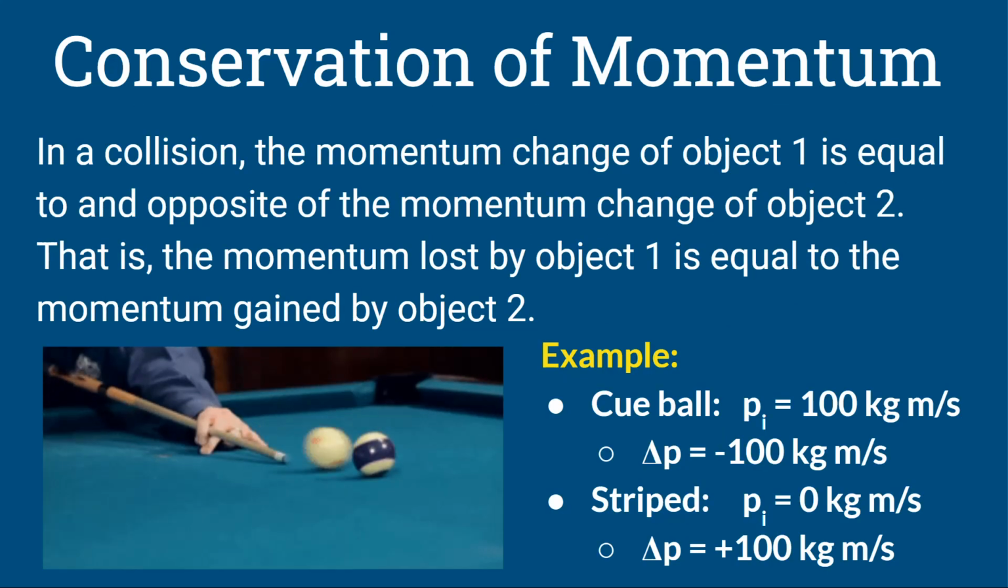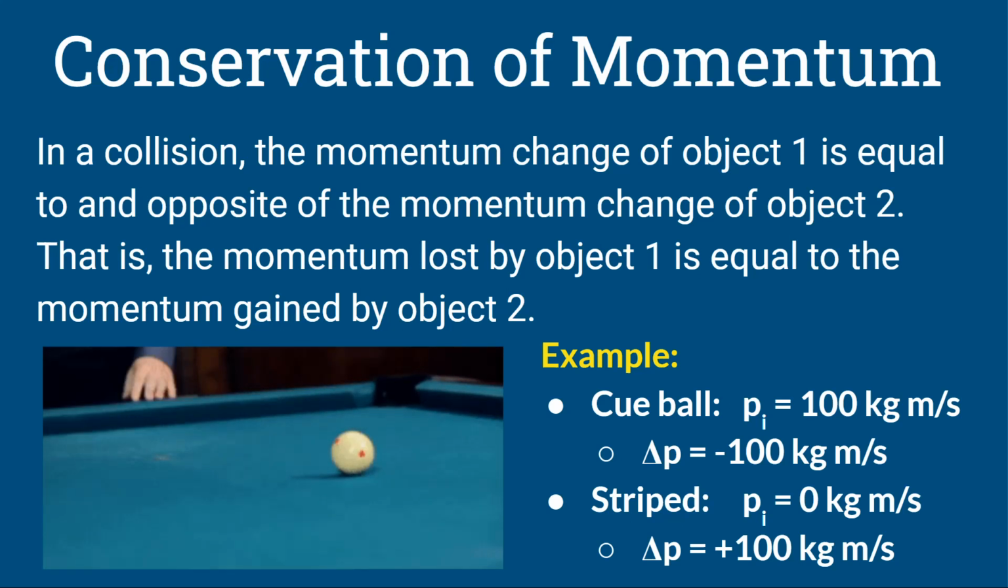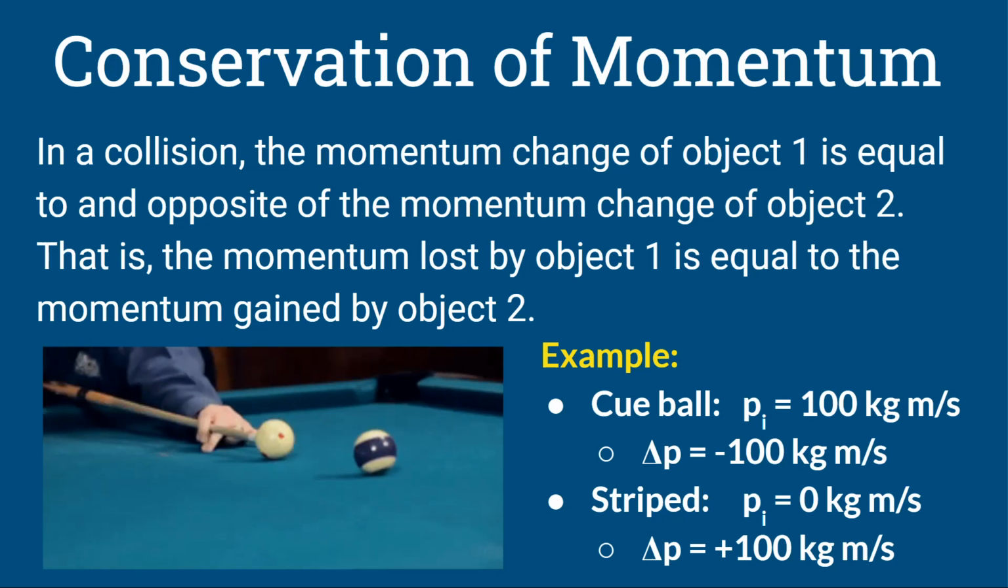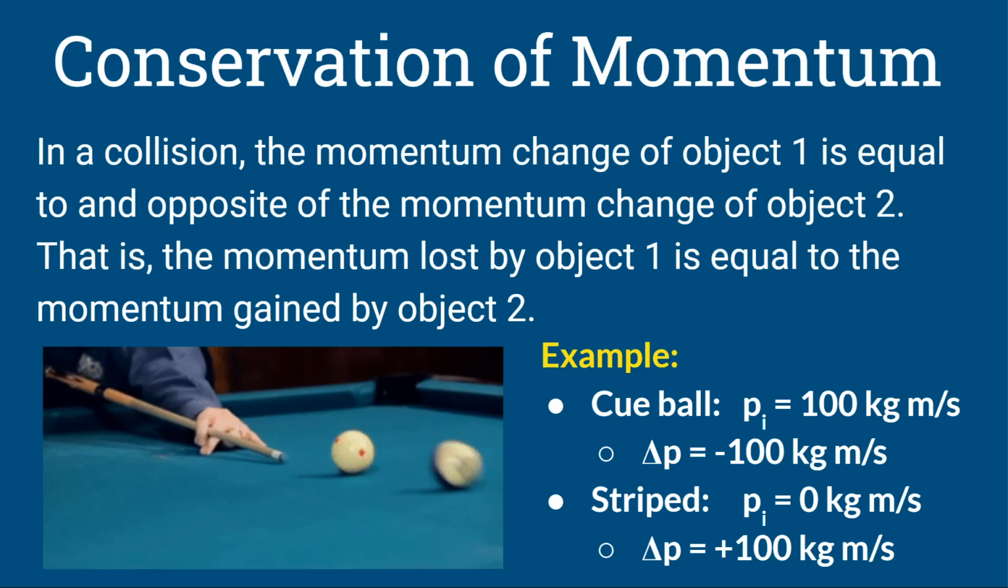So it might help to look at an example, and you can see the example in the image there. I have two different billiard balls, and a cue ball is hitting a striped ball. It says, in a collision, the momentum change of object 1 is equal to and opposite of the momentum change of object 2. That is, the momentum lost by object 1 is equal to the momentum gained by object 2, or vice versa, depending on the situation.